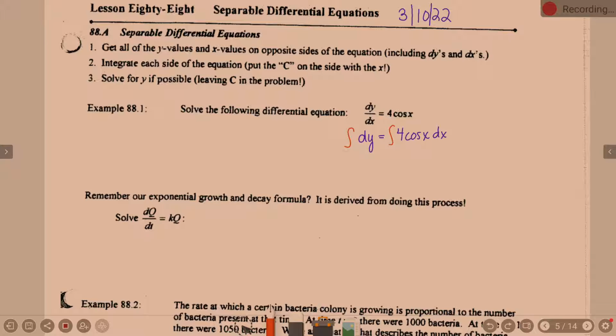What is the integral of dy? So basically, what is the integral of 1? Just y. What is the integral of 4 cosine x? Keep in mind that 4 can just be pulled out front as a constant. The integral of cosine x is sine x. We just integrated both sides, so of course we need to say plus c.